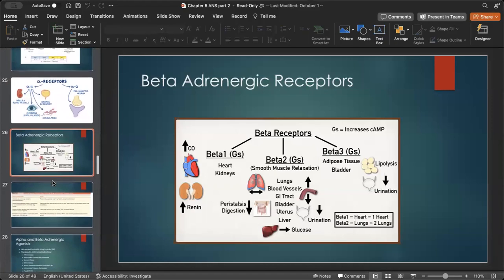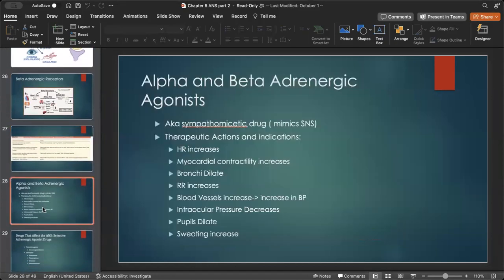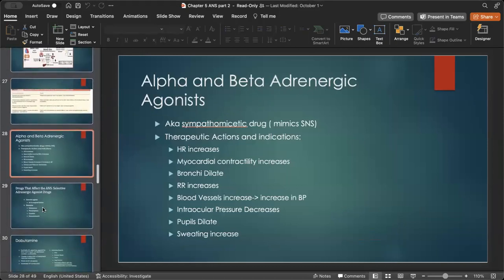We don't have to go into this again, but what I want to talk about now is the therapeutic indications of the drugs that agonize, or in other words, mimic those receptors. So those different indications, if you're putting this in your drug template, are increased heart rate, increased myocardial contractility, the bronchioles dilate, things like that.